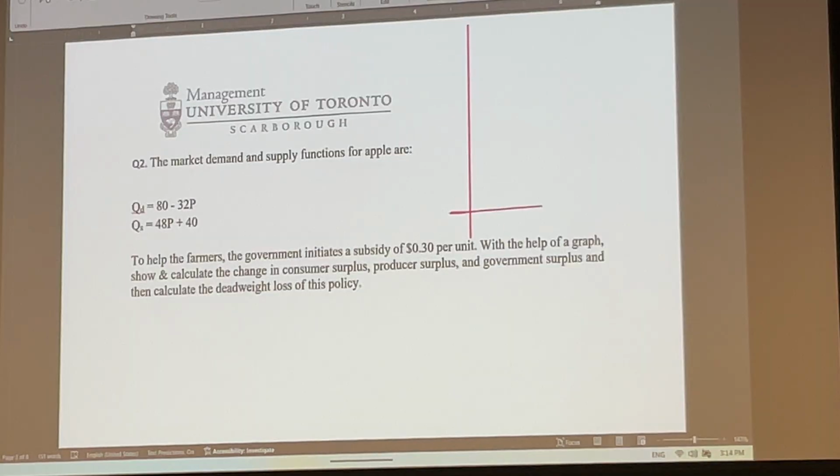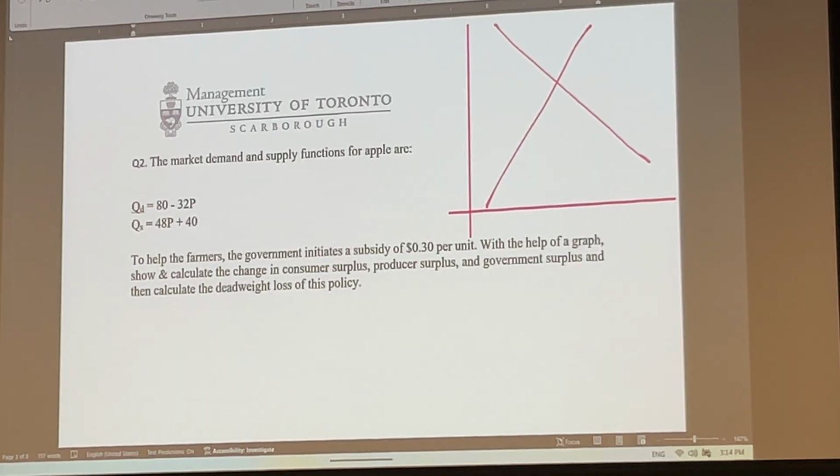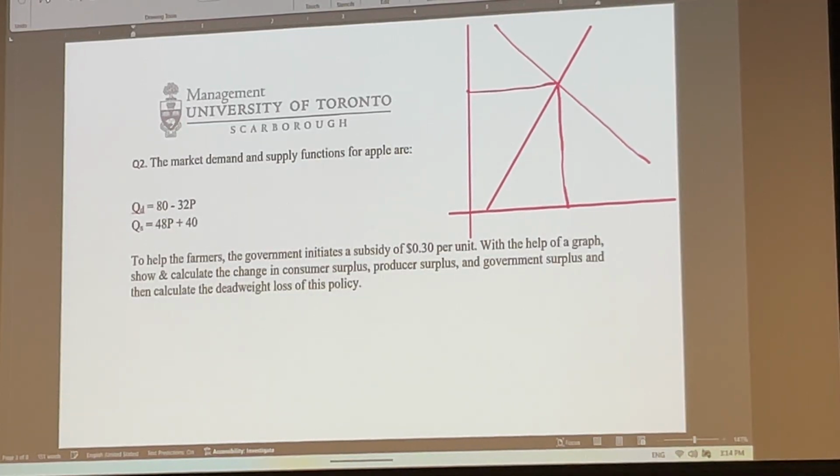That is the equilibrium. We need the comparative equilibrium before we do anything. So what's the comparative equilibrium here?